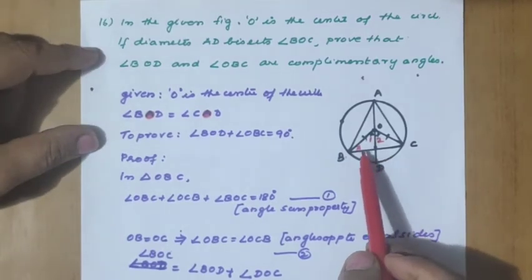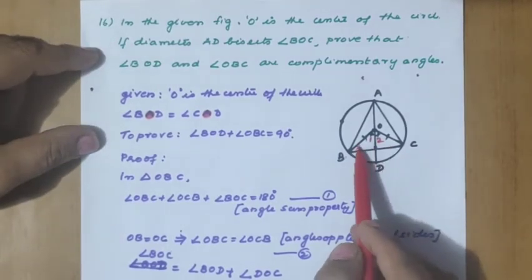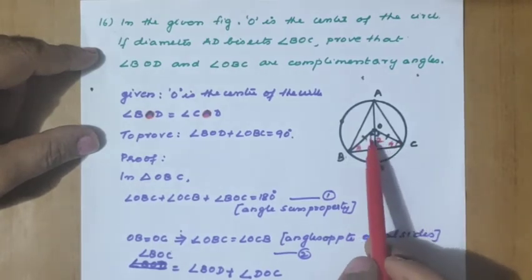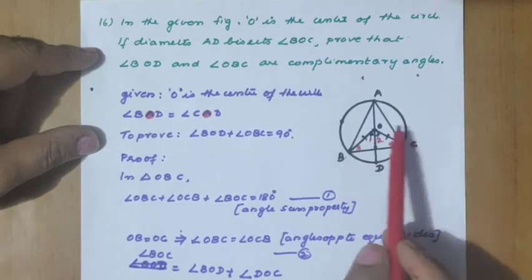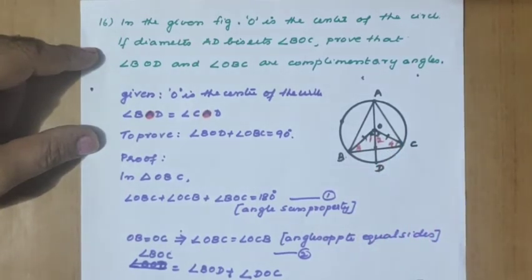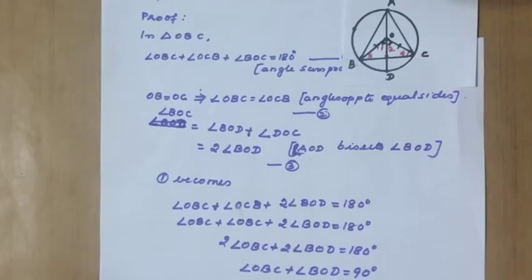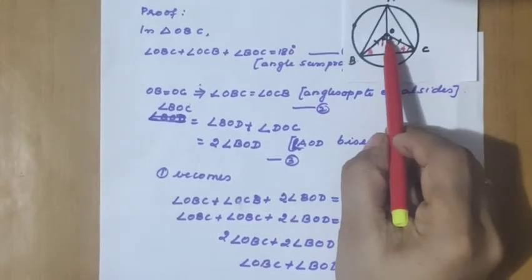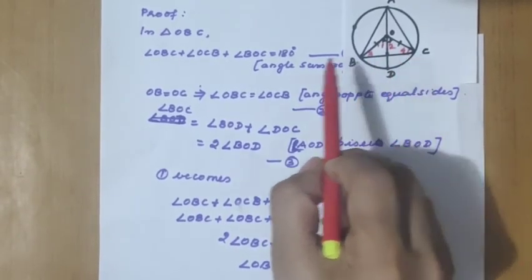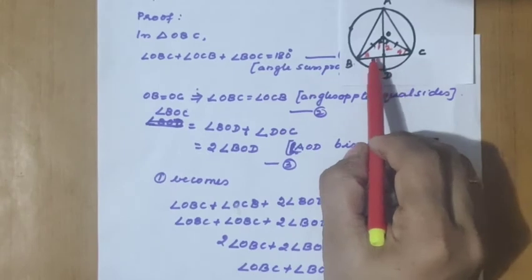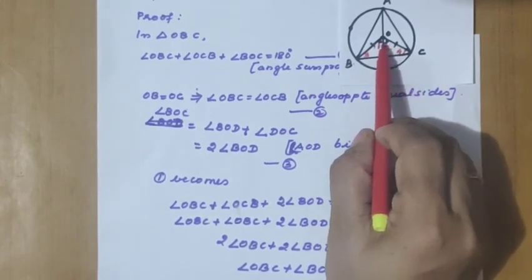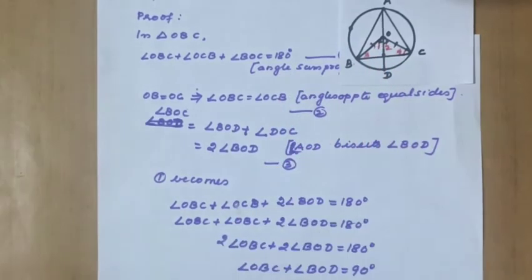Then we can write that base angles are equal. That means 3 and 4 are equal. And already we can write 1 plus 2, 3 plus 4. All the 3 angles we can take here. Its angle sum property is also equal to 180 degrees. So first step, in triangle OBC, angle O plus angle B plus angle C is equal to 180 degrees. That means OBC plus OCB and then BOC, the angle, equal to 180 degrees.